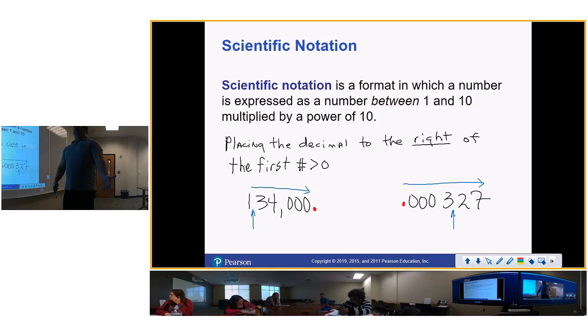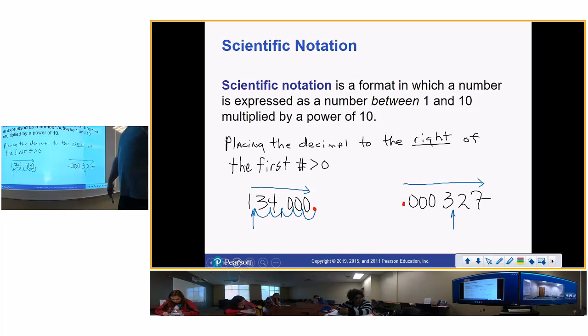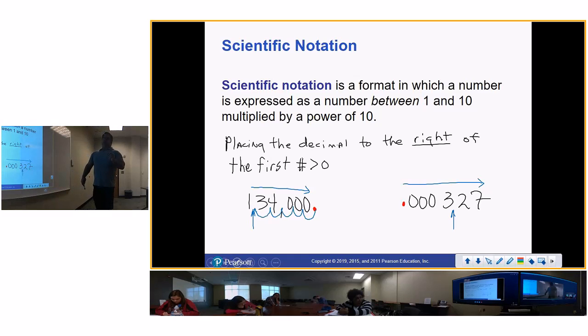Simple as that. Now that's the first thing you have to do. The first thing you have to do with scientific notation is where is the decimal, where do I put the decimal? That's the first thing. Then you have to count. 1, 2, 3, 4, 5. You count 5 places. Did I say anything about direction? No. I didn't say anything about direction, so you don't need to worry about the direction.